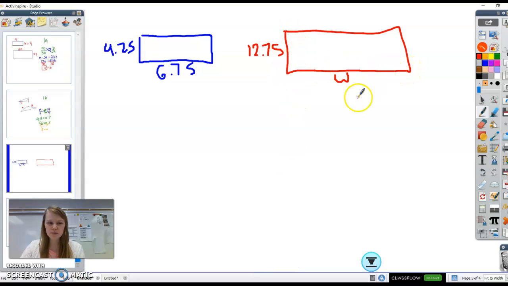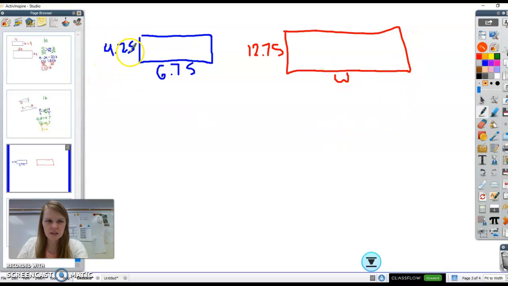It's important to make sure you write these down correctly. In fact, the first time I did it, I didn't. I mixed up where these numbers go. But when they said length, they said the shorter number here. When they said width, they gave us the longer one. So length here was 12.75 and we are solving for width. Okay, let's set these up.